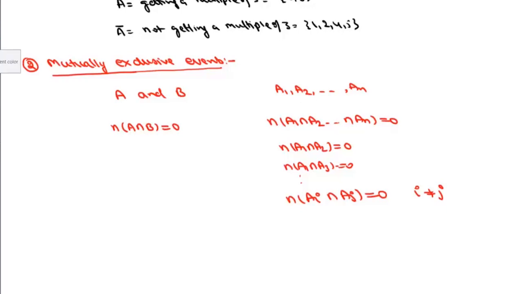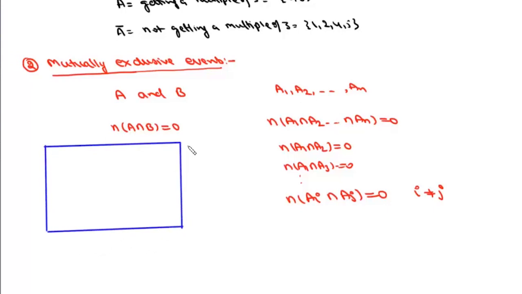And these events can be represented on a Venn diagram by non-intersecting circles. So we have all these N events, A1, A2 up to AN, and they are mutually exclusive if none of them intersects the other.